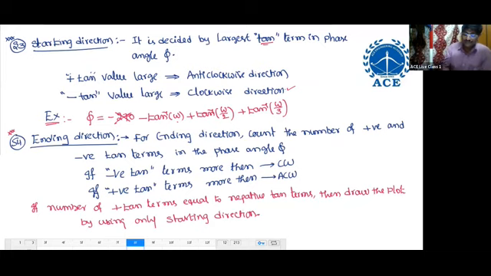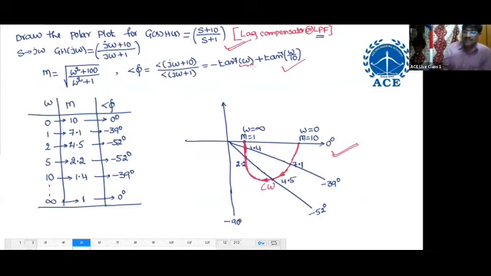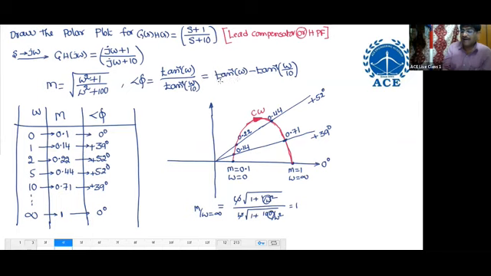Next, for example, if you see this problem. Negative tan gives clockwise. Here, which tan is large? Positive tan. Positive tan large means the direction is anti-clockwise. But here it is clockwise. That means our procedure is not valid for the lead compensator or high pass filters.